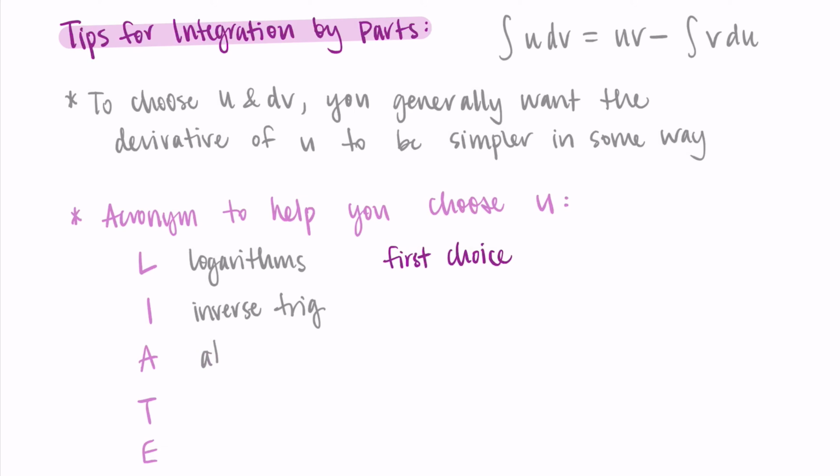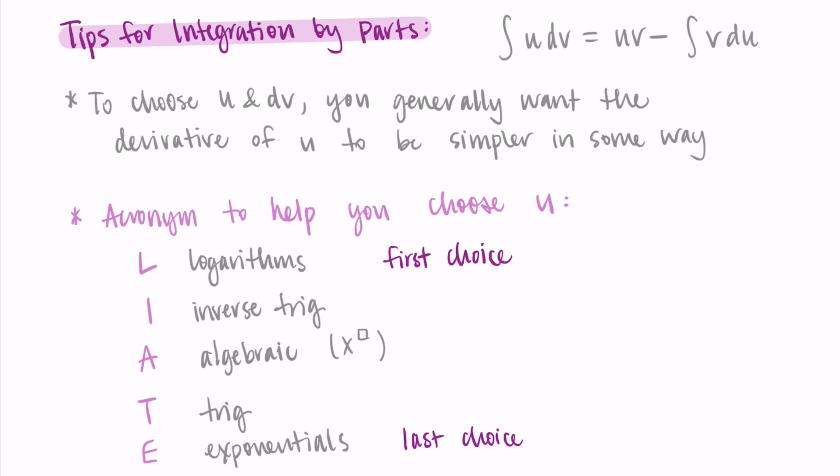Then next is A. It means algebraic, so this would be x to some power or something with x's in it. Then we have T for trig. This would be any trigonometric function, sine, cosine, tangent, that sort of thing. And then lastly, your last option for choosing u would be an exponential, so like e to some power, or if you had a different number to some power, I guess. This would be sort of like your last resort for choosing u.